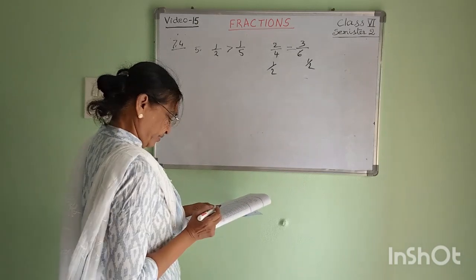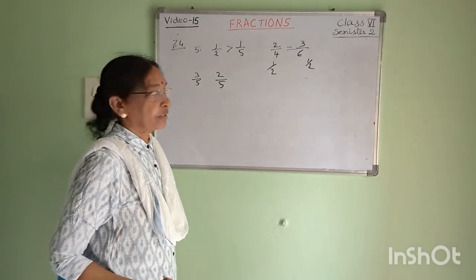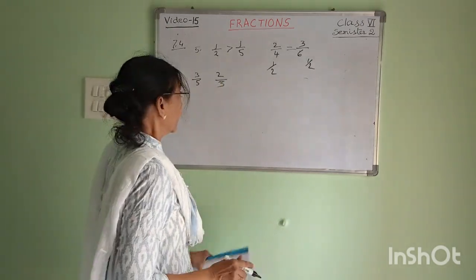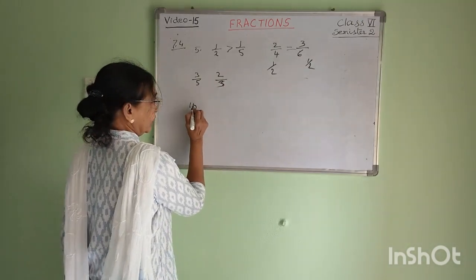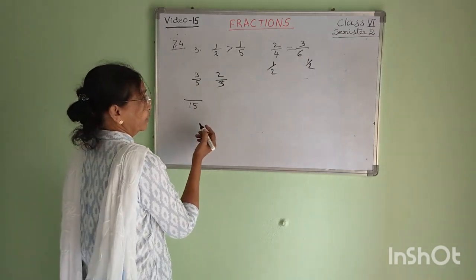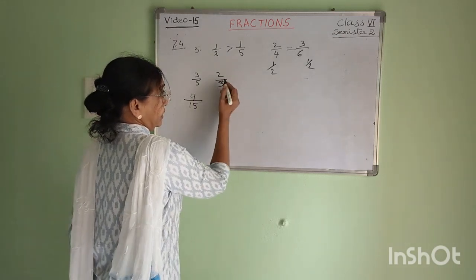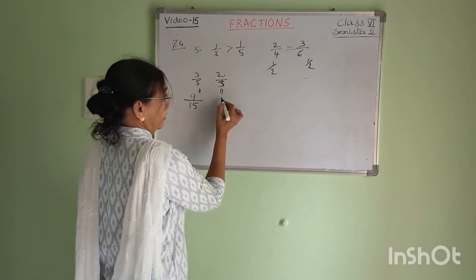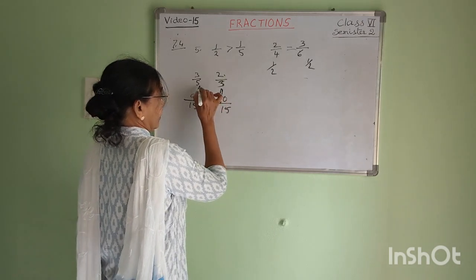Next, 3 by 5 and 2 by 3. For this we will take the common multiple. The equivalent fraction of 3 by 5 is found by multiplying both the numerator and denominator by 3: 3 threes are 9, 3 fives are 15. The equivalent fraction of 2 by 3 is found by multiplying by 5: 5 twos are 10, 5 threes are 15.